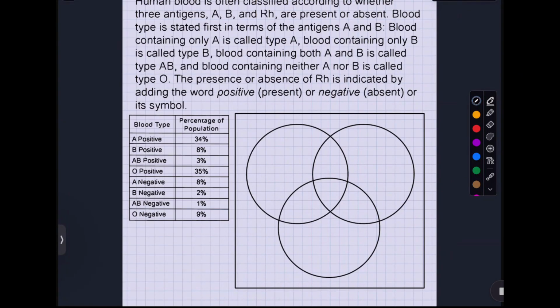All right. We have 3 circles. Where are you going to label them?